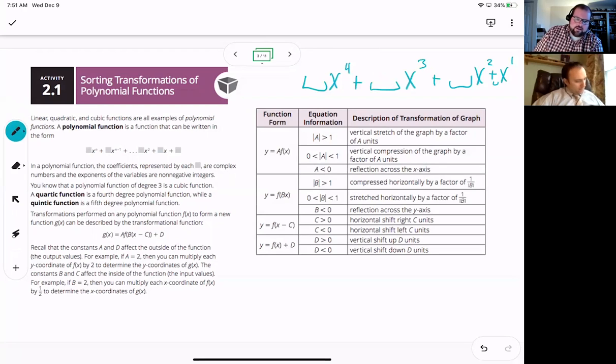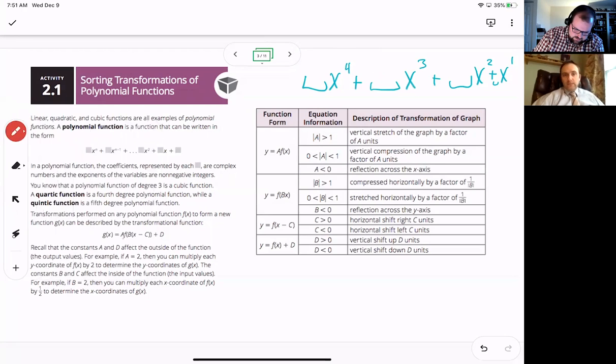I like it. And then we got, this would be called a quartic function. Yeah, that's what they say. And a quintic is a 5th degree. And then we got these transformations. We have an A, B, C, and D. And it says A and D affect the output values. Those are Y values. And then B and C affect the input values. Those are the X values.